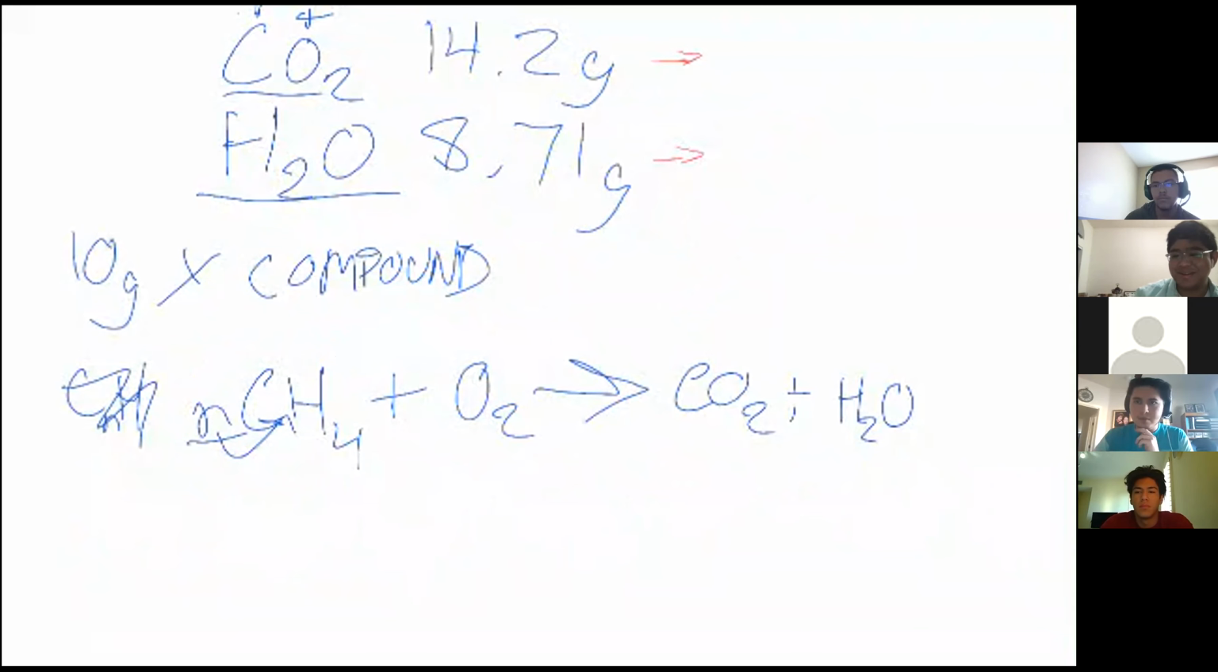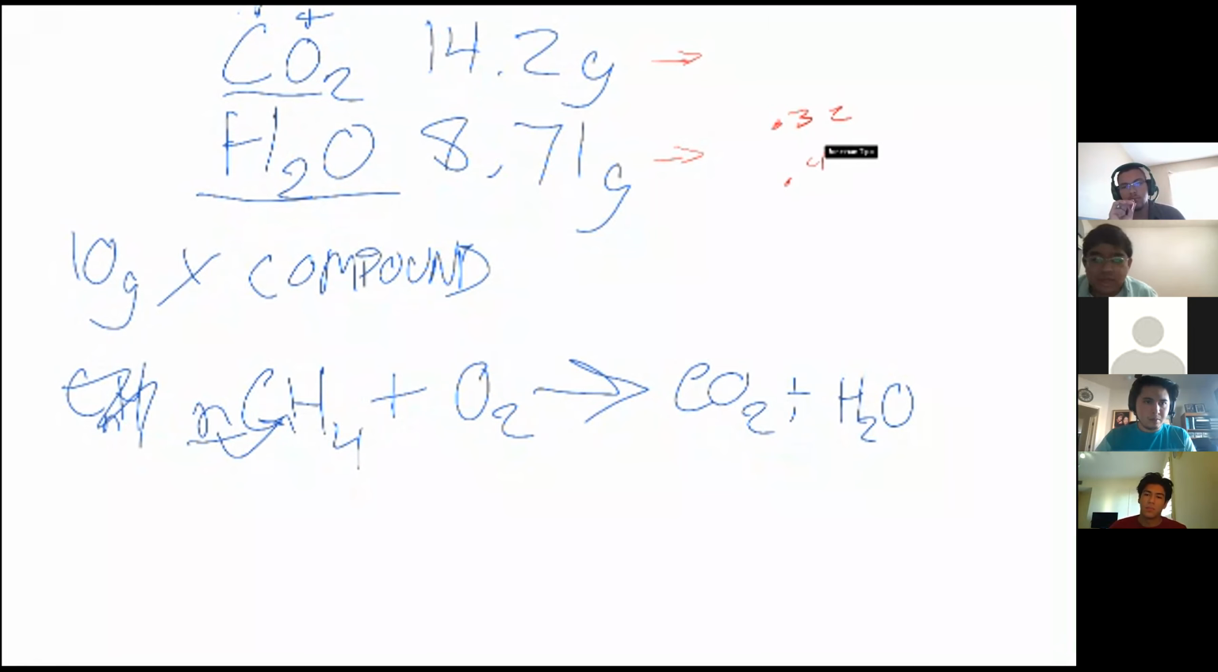All right, guys, we got 72 participants. Thank you. So 44.1 grams per mole. That looks like CO2. So how many moles do we have? What would we do to find the moles? All right, 0.32. And then how many moles of H2O do we have? 0.48, right? 0.48 moles of H2O.